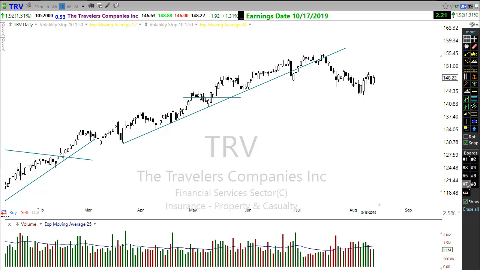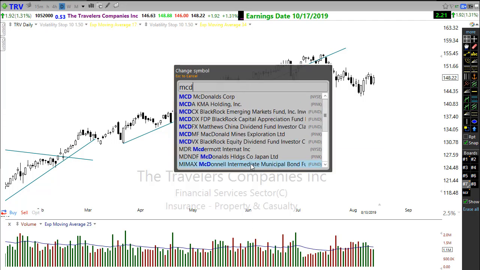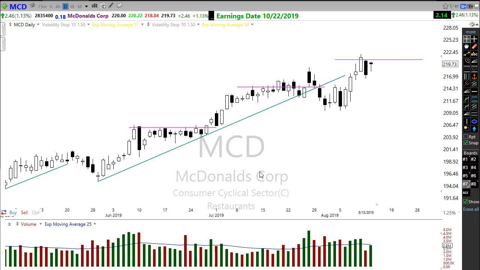Good question, SP. How do you make the entry? Let's go back to that MCD. Now remember, the great part of this trade is if we wait for this pattern to develop and the stock moves over toward the trend. We don't want to jump too early on this. We want to get that convergence of the trend and the tight consolidation.